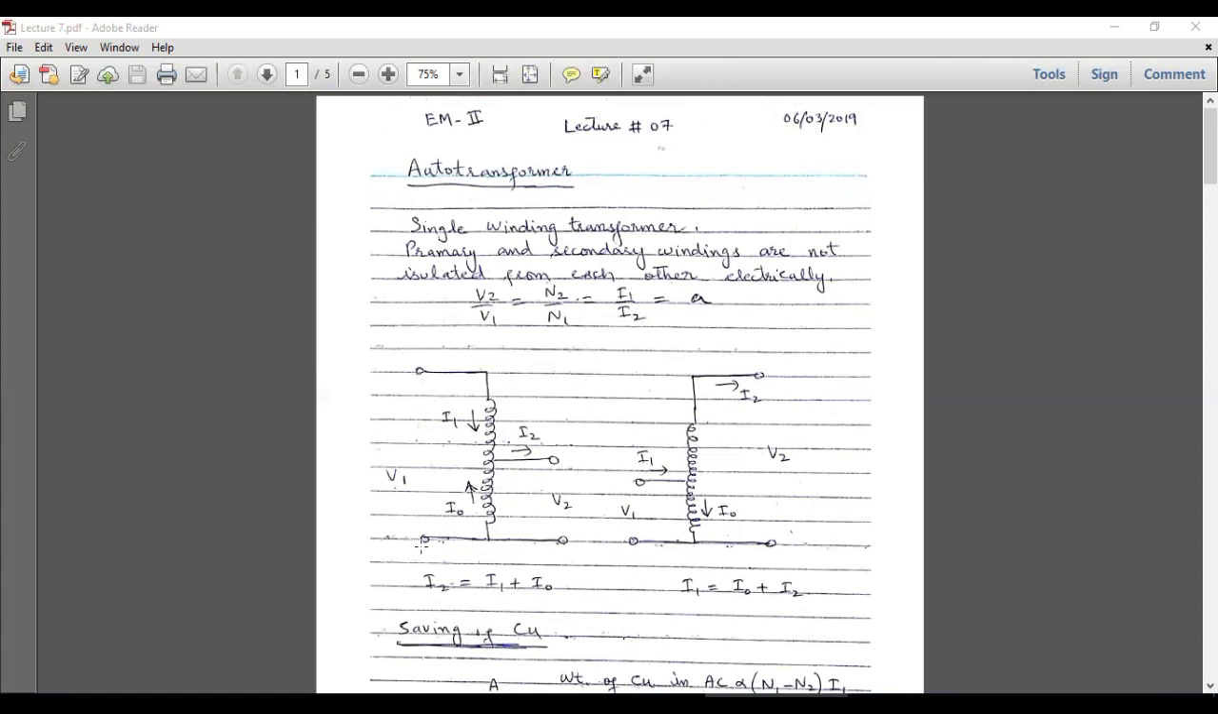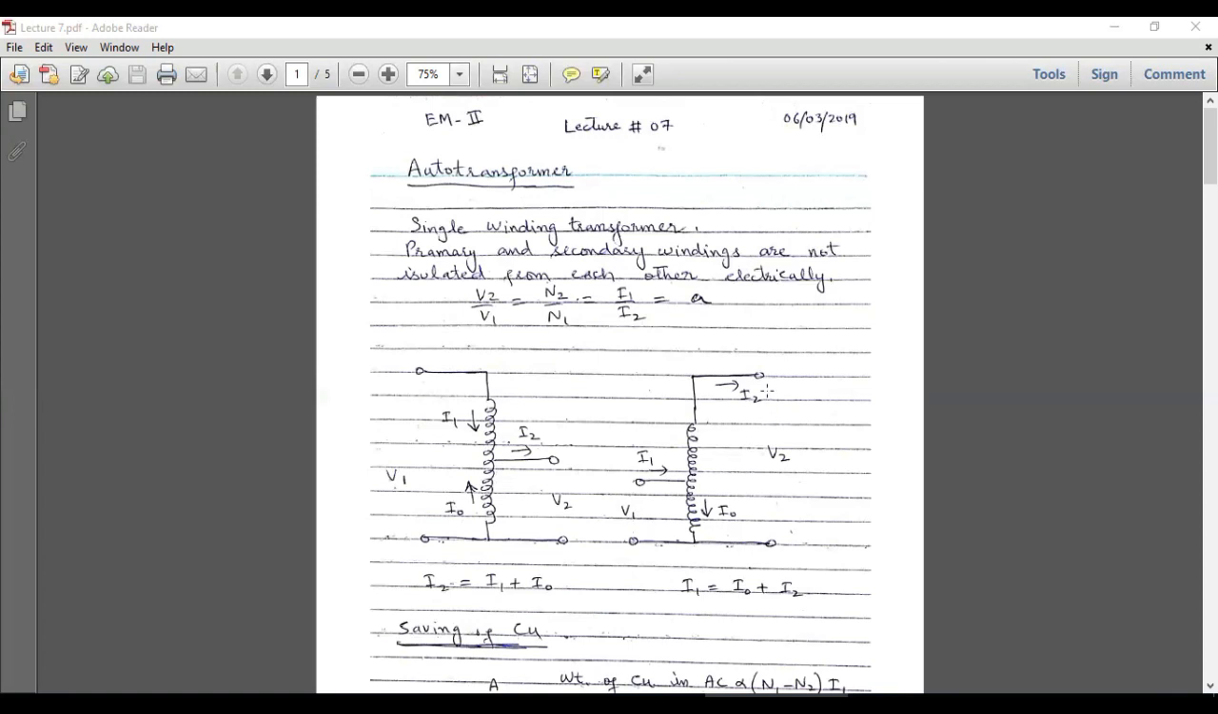So this is the primary voltage. Here current I1 is flowing through the primary, and the current which is leaving from this side is the secondary current, and this is the current I node. So I node will be added in I1 to become I2. So in this case, V1 will be greater than V2, but I2 will be greater than I1. So I2 is the combination of I1 and I node. And in this case, these are the directions of the current.